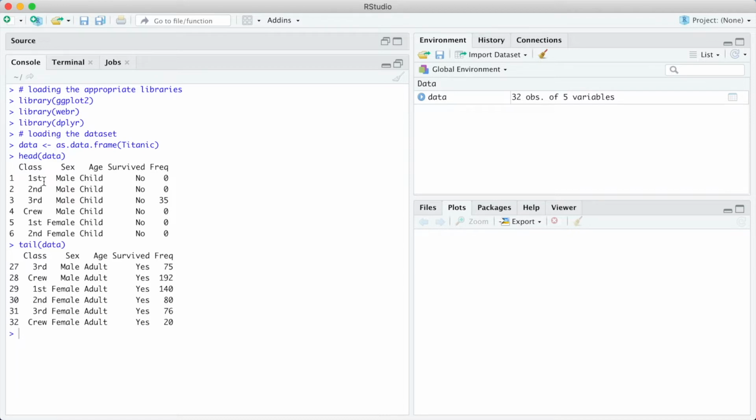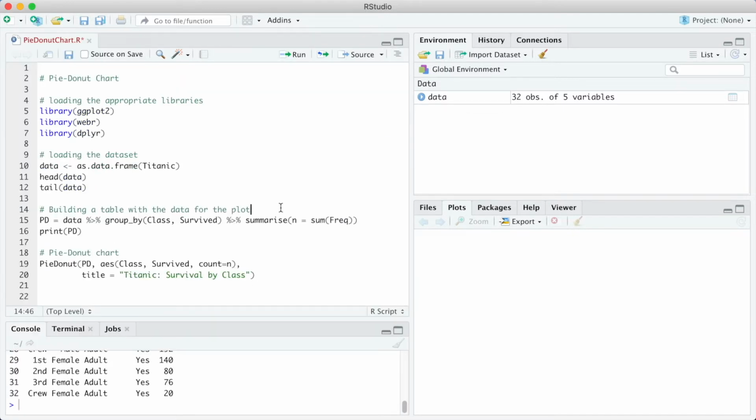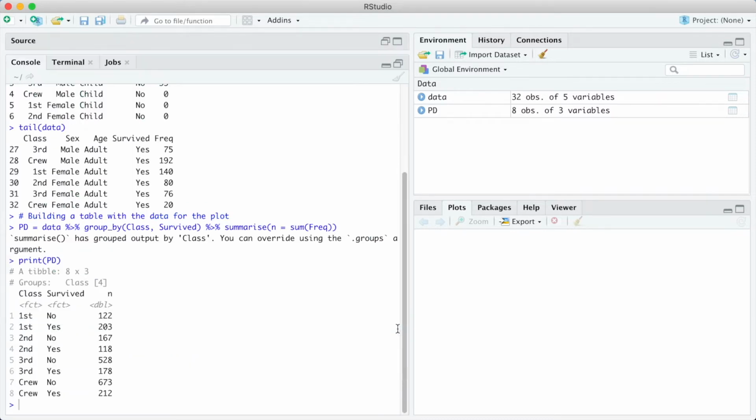So the first step is to build a table with the data. The code creates the table PD with the frequency of survival by class. Now we have a table with the summarized data. First class survived, no or yes, second, third, and crew. Survived, no or yes, and the number of observations.